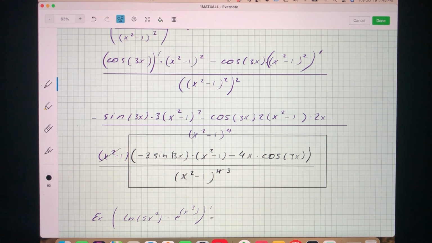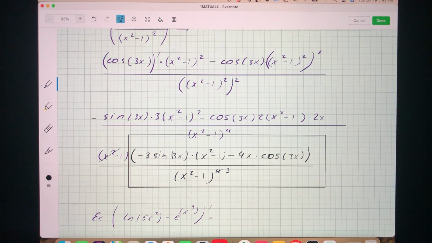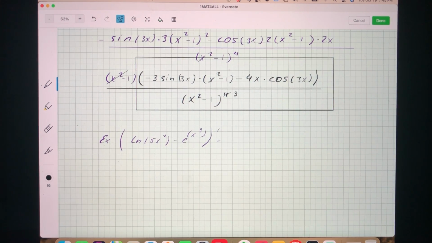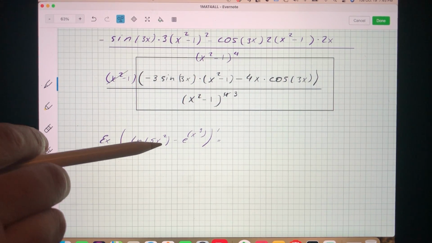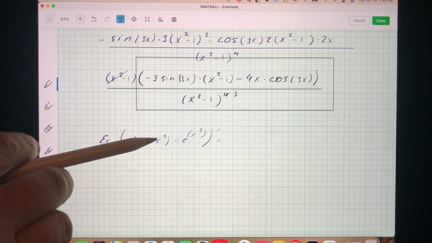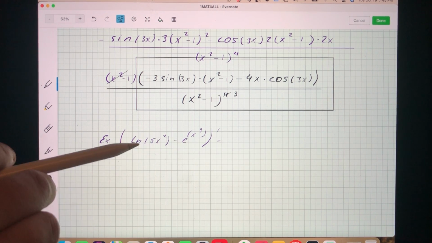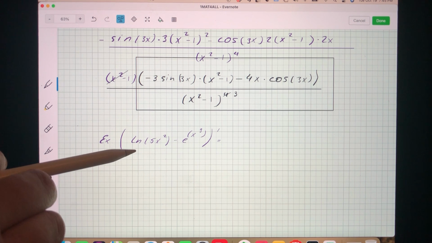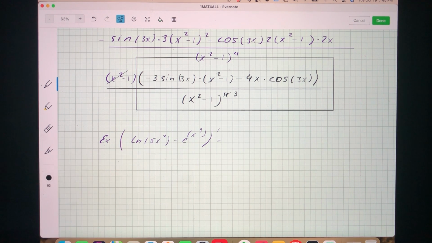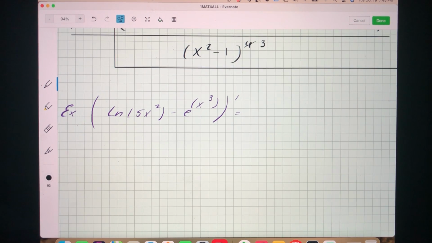Now, let's look at the last example. So here we have the subtraction. Once again, the big picture is we have 2 items that are subtracted one from another, which means we have 2 terms. How do we take a derivative? Well, we take a derivative of each one separately. So let's write it out, and then we will go ahead and do it. So we have the derivative of ln 5x squared, and then we will do the derivative of e to the x cubed.